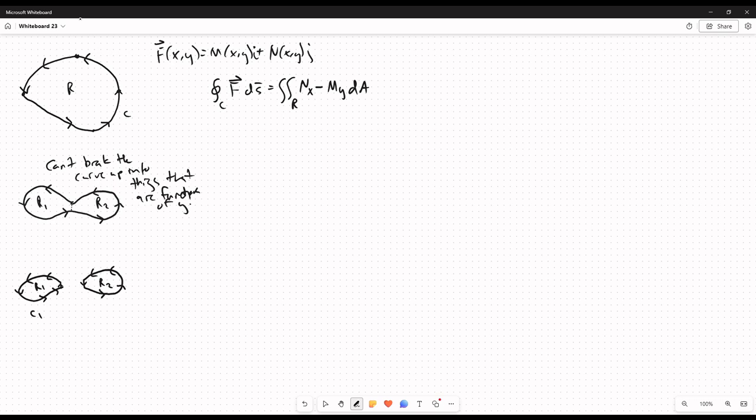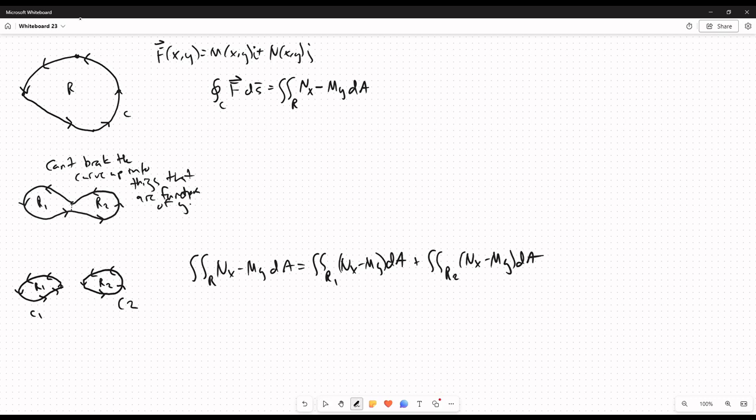So what can we say about each of these sides? So let's call this C2. What can I say about the integral over R, saying that R is the union of R1 and R2? I can certainly say that the integral over R of N_x minus M_y dA is going to be the same as the integral over R1 of N_x minus M_y dA plus the integral over R2 of N_x minus M_y dA.